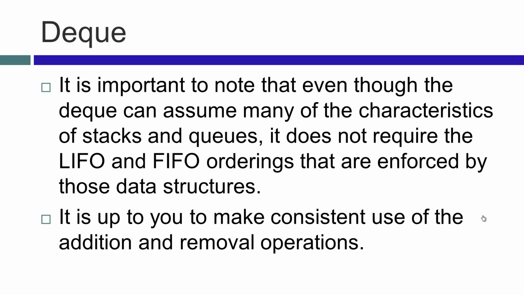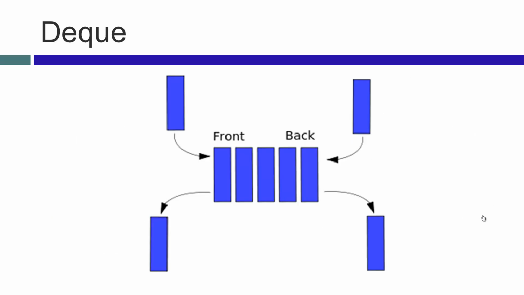Okay, so let's go ahead and see a diagram of this. So here's just a really simple diagram of what a deque looks like. You'll notice it looks similar to a queue, but in this case, we can add and remove items from either end, either the front or the back. So that's a pretty big difference.